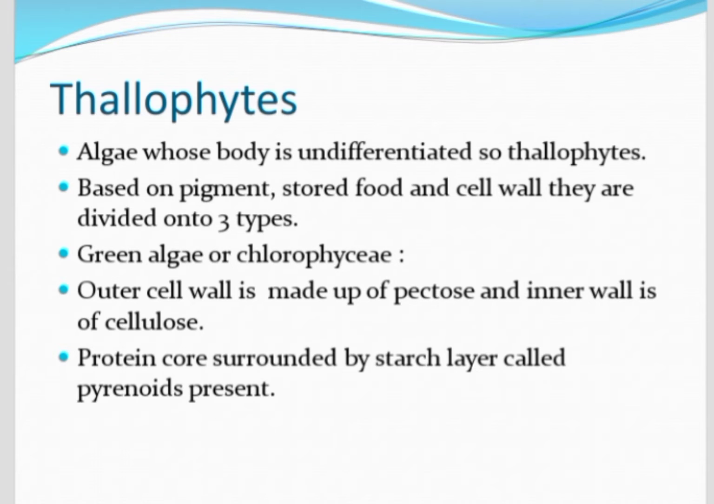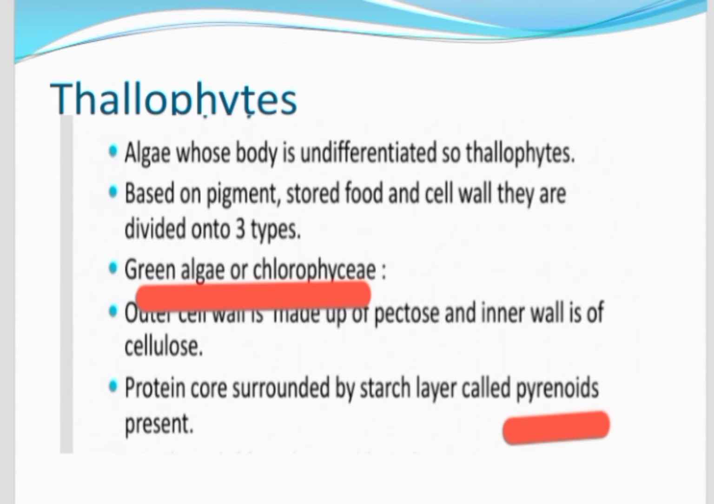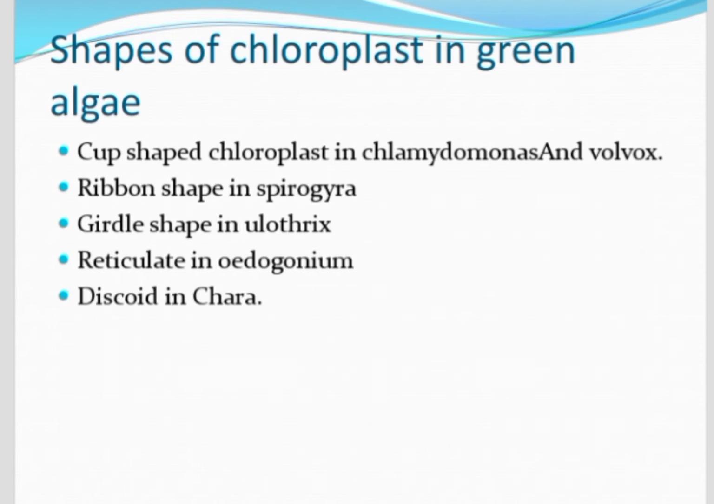Based on the pigment, stored food and cell wall, they are divided into three types. The first one is the green algae or chlorophyceae. The outer cell wall is made up of pectose and the inner wall is made up of cellulose. A protein core surrounded by a starch layer, that is pyrenoids, is present in the green algae. This is a repeated question, so we are discussing only important points here. Pyrenoids are the food storage form in the green algae.